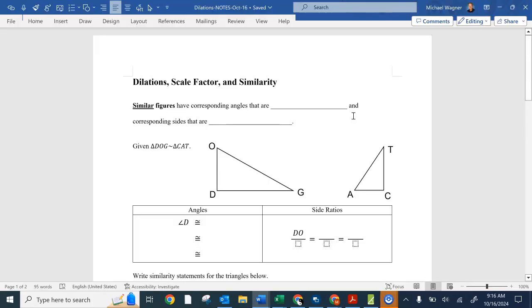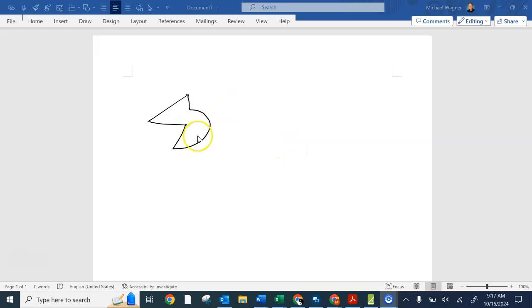All right, welcome. We are starting a new unit, and the unit deals with dilation, scale factor, and similarity as the concepts. So I'm going to give you a quick example. Let's say, for example, that I have the border of a country right here. It looks, I don't know, kind of like a Pac-Man a little bit.